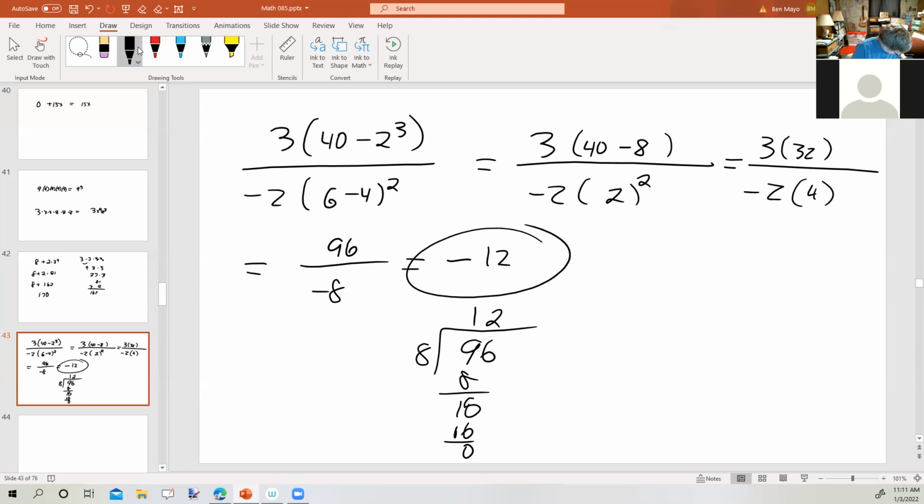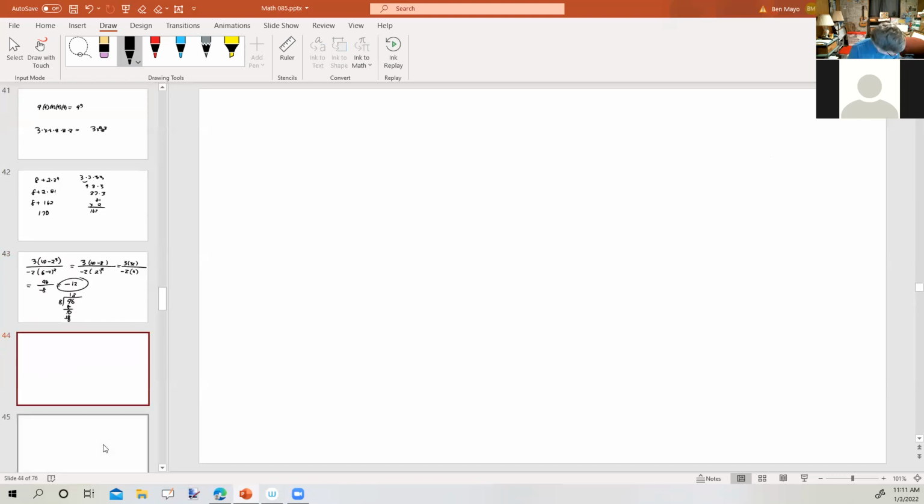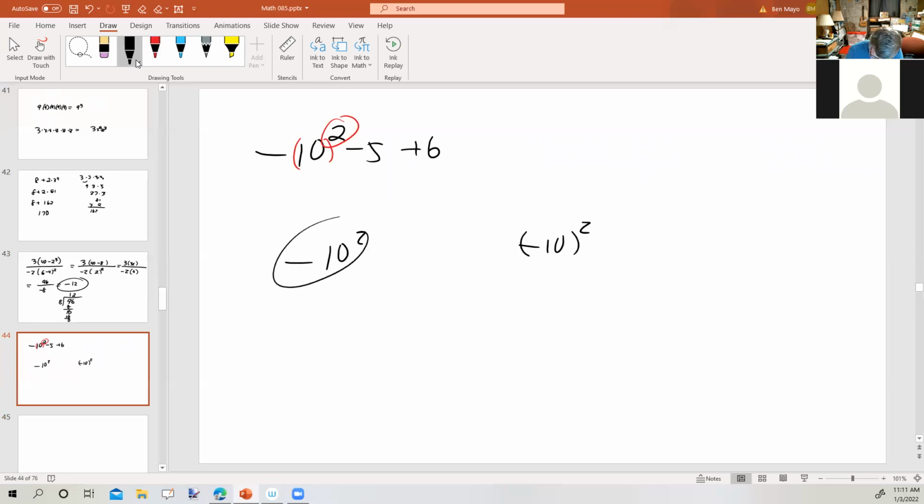Okay, let's see here. Negative 10 squared minus 5 plus 6. The exponent is on the 10, not on the negative 10. If I have this compared to that, this means 10 times 10 with a negative sign in front of it. This means negative 10 times negative 10, which would be a positive 100. So it makes a difference.